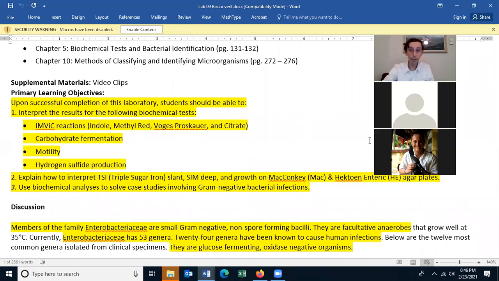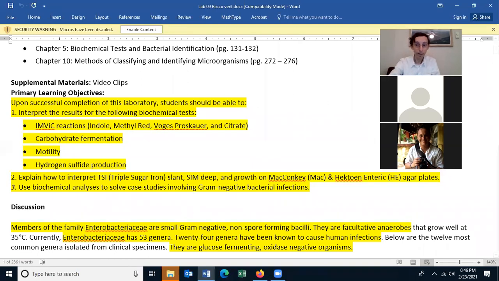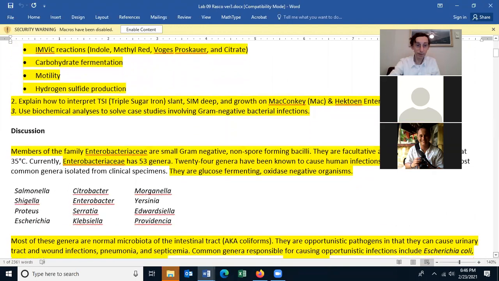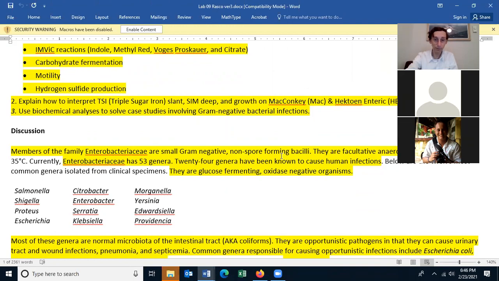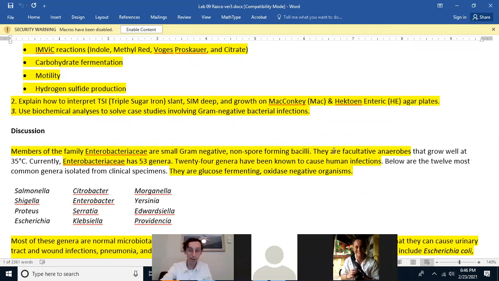All right, so we're going to be looking at the members of the family Enterobacteriaceae, and the short name is enterics. They're all small, gram-negative, non-spore-forming bacilli, meaning they don't form endospores. They are facultative anaerobes.